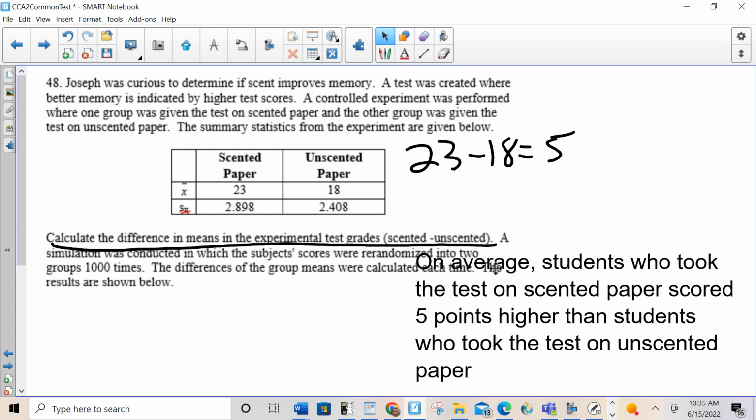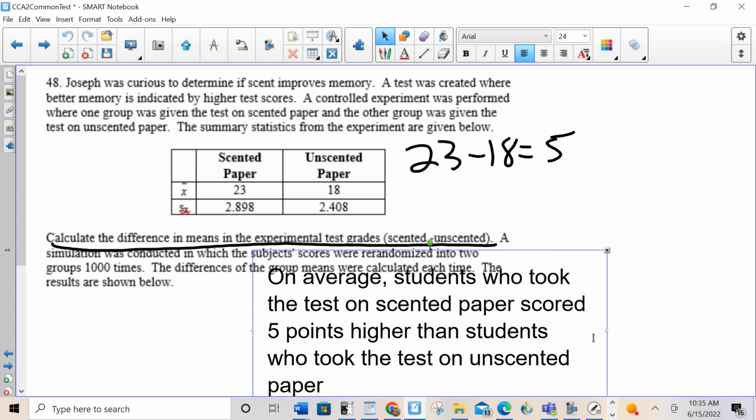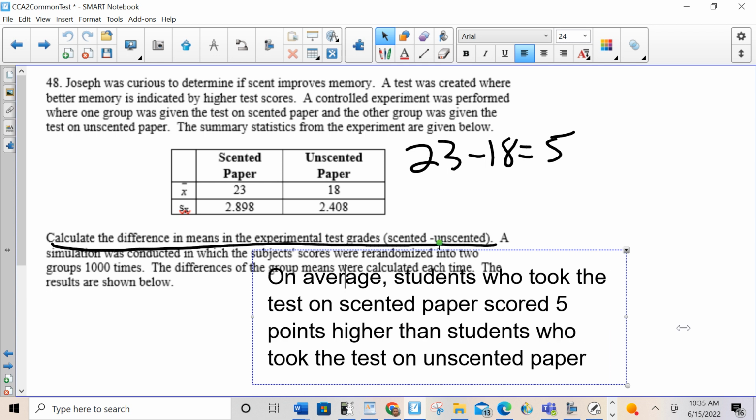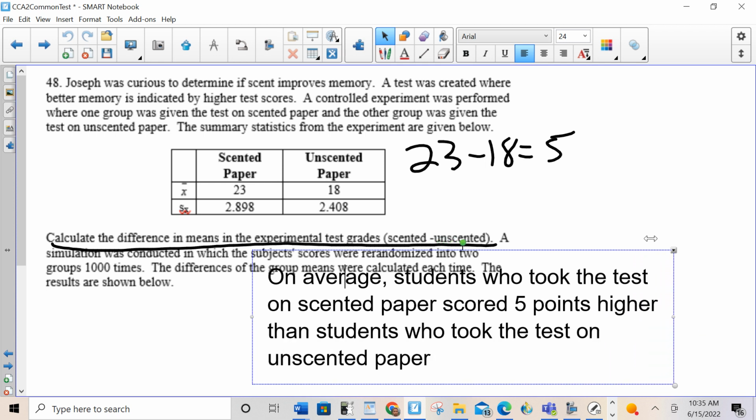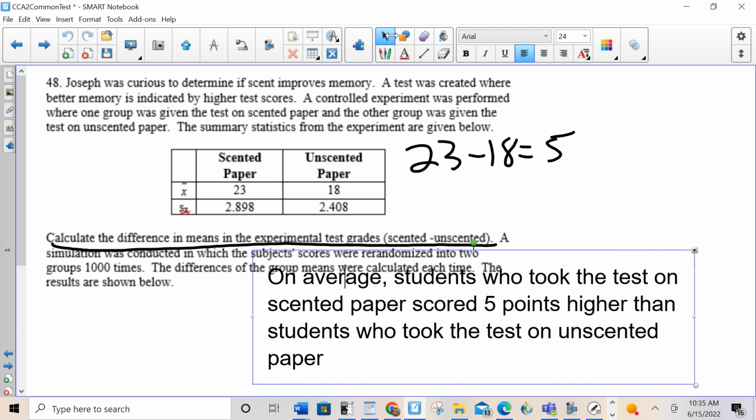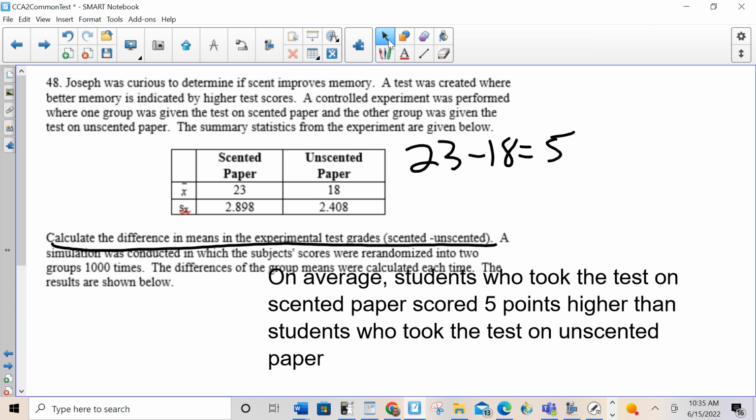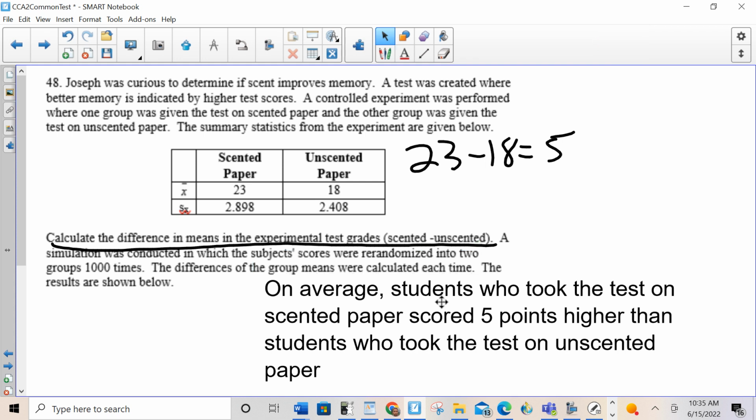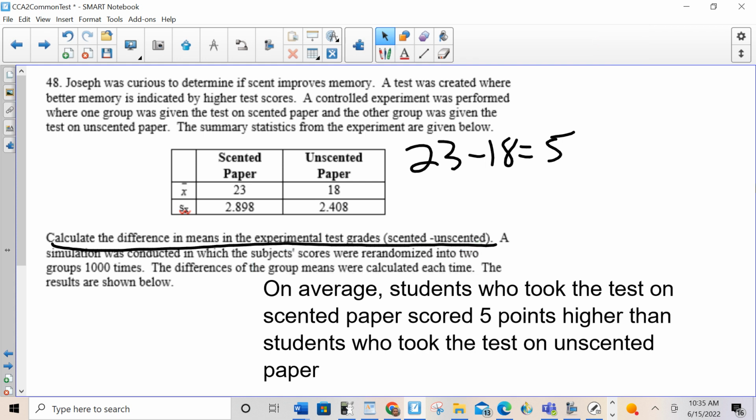Let's move that somewhere so you can actually see it. That's the meaning of it in the context of the problem. The question is, is that a significant difference? There's going to always be a difference due to random chance.